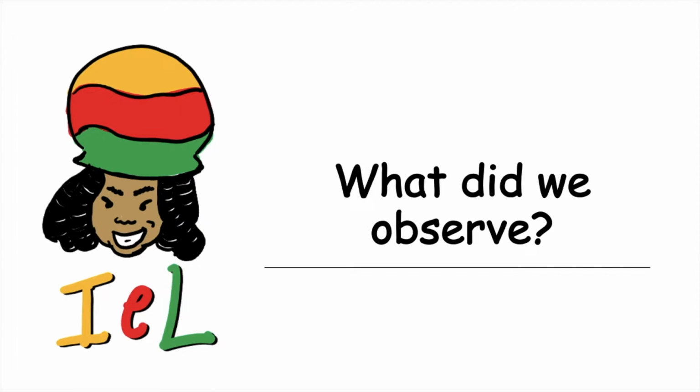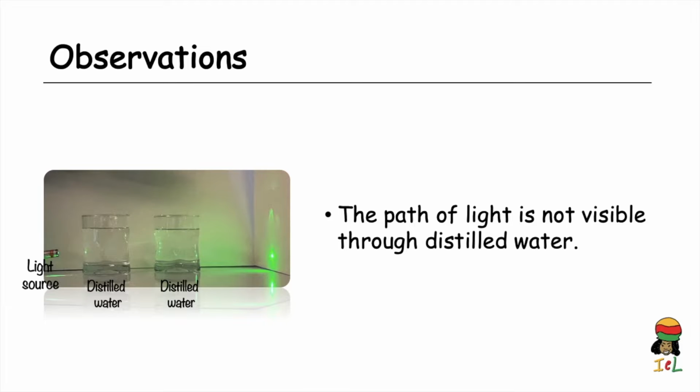What did we observe from our demonstration of the Tyndall effect? Well, first, the path of light is not visible through distilled water. So how do we know then that the light was passing through? Well, this is a green laser pointer, and we noticed there was no evidence of a green light passing through the solutions, but we saw the evidence of the green spot on the surface on the opposite side of our light source. So we know the light is actually passing through.